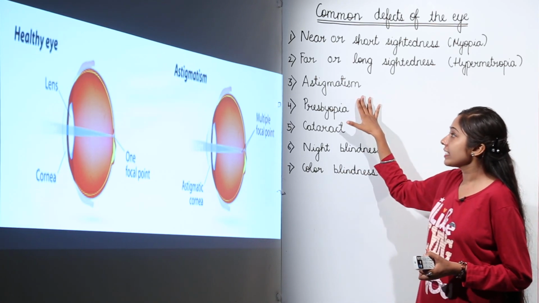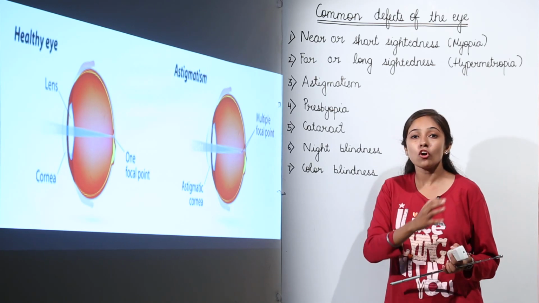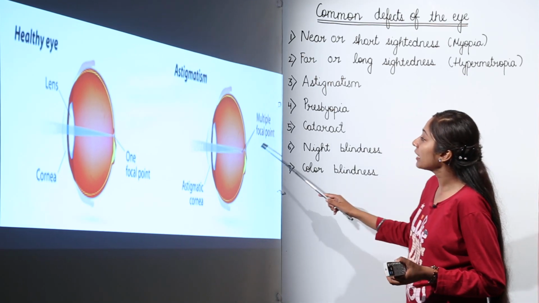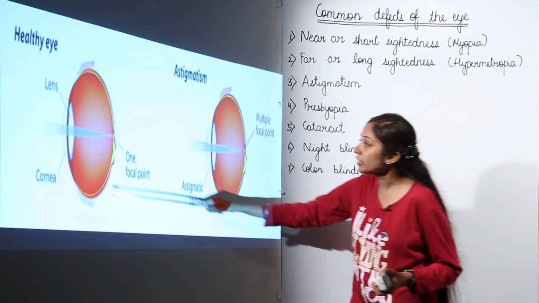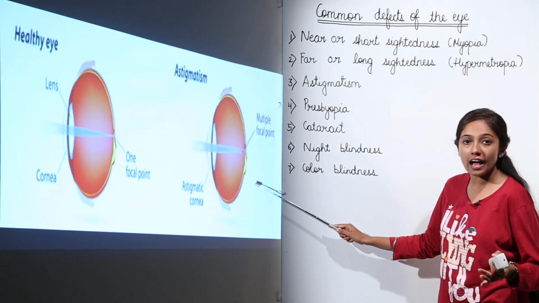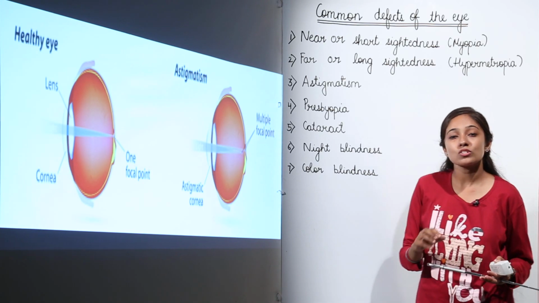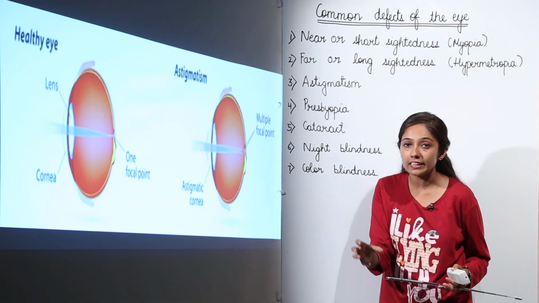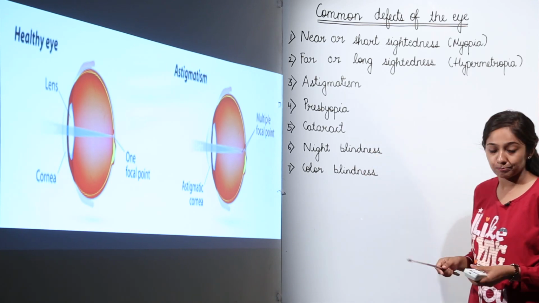What happens in this case? The person is able to see some points of the object clearly but not all. Why so? Because there is multiple focal point that is formed here. So, this is a normal human eye where we have one focal point, but in an astigmatic eye we have multiple focal points. That is why we are not able to see some parts of the object so clearly than the other parts. So, this defect is known as astigmatism.